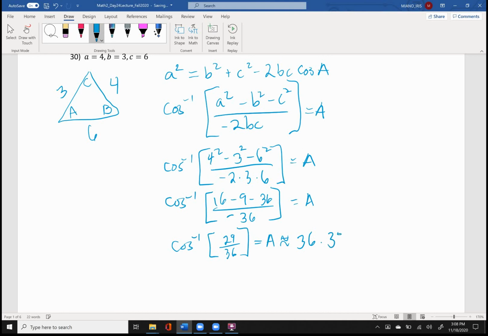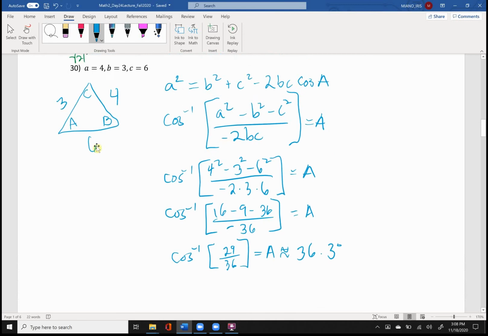And so remember, the convention for measurements in degrees is to round to the nearest tenth of a degree, and the convention for any side length is hundredths of whatever the length measurement is. Okay, great. So there's that.